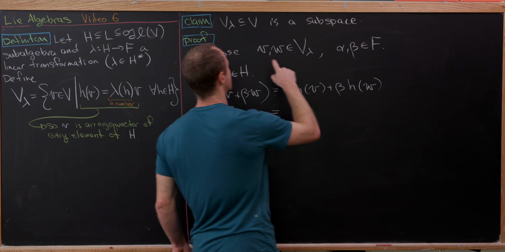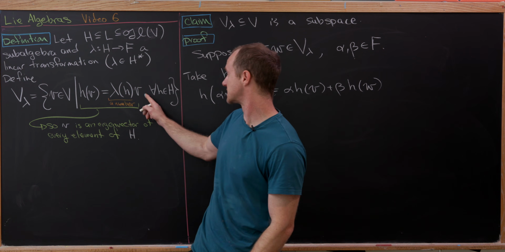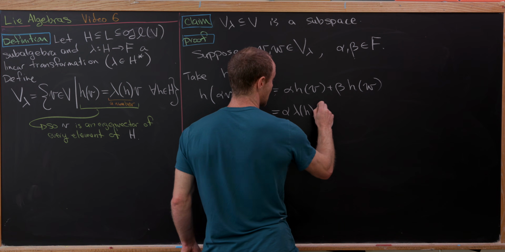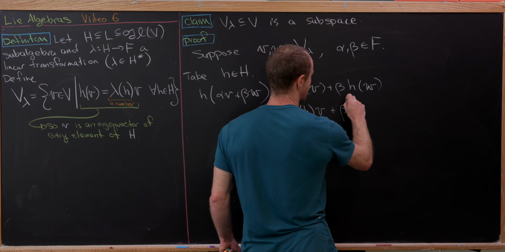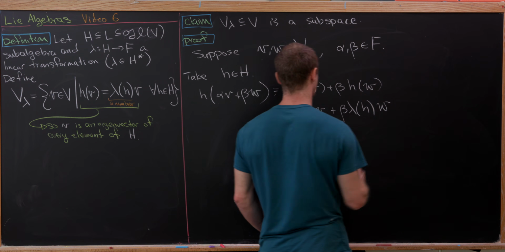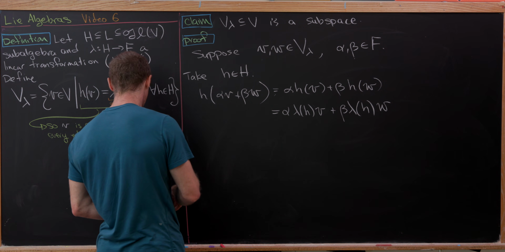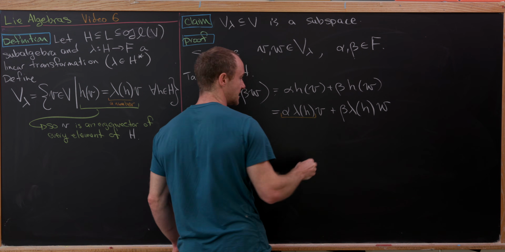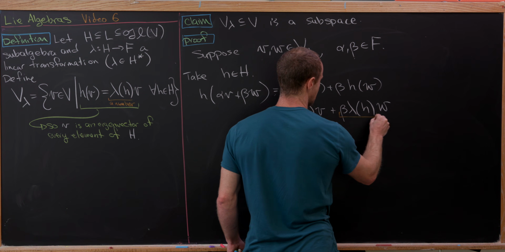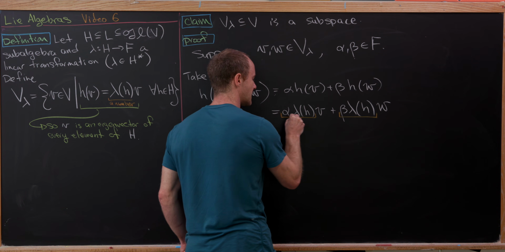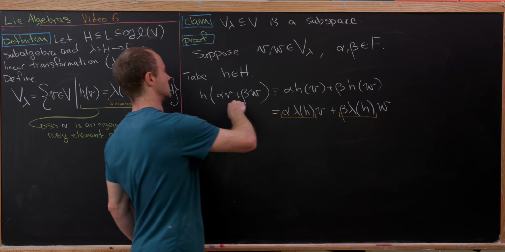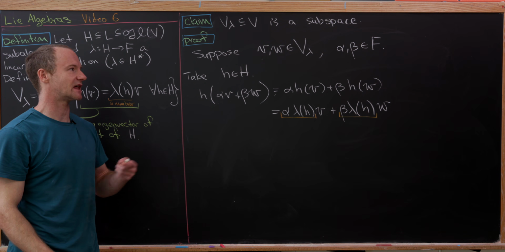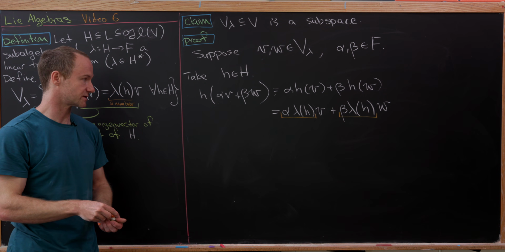But then V and W are inside of V lambda, so they satisfy this rule over here. So here we have alpha lambda(H) times V, and then plus beta lambda(H) times W. Okay, so I'm going to underline some stuff in orange, and this is simply a number times V, and this is also simply a number times V. The alpha and the beta are the numbers that are weighting our linear combination right here, and then the lambda(H) comes from the fact that lambda takes elements of H just to numbers.